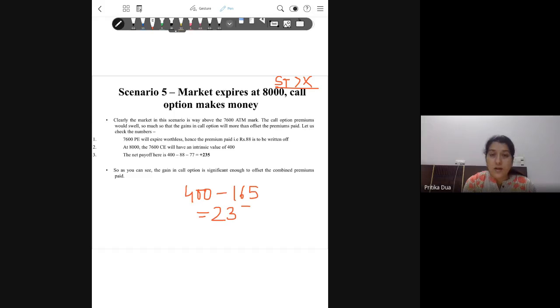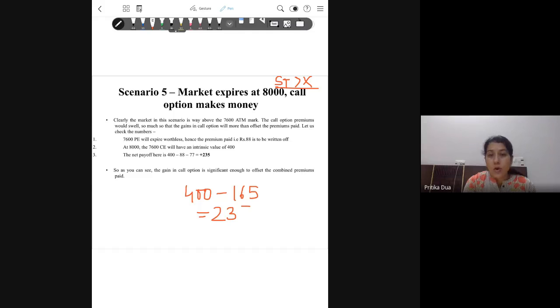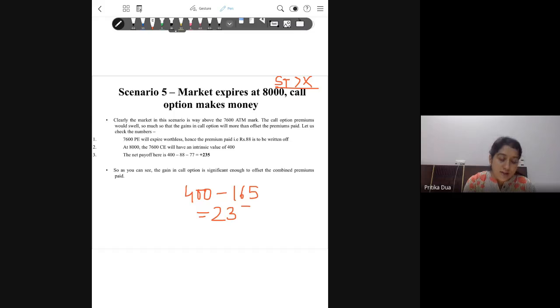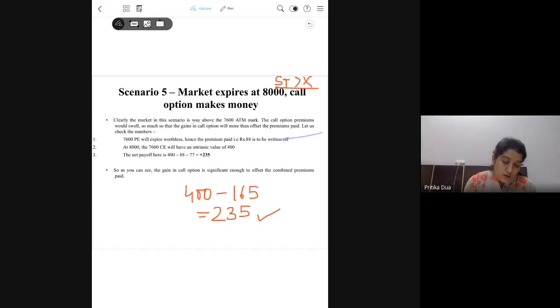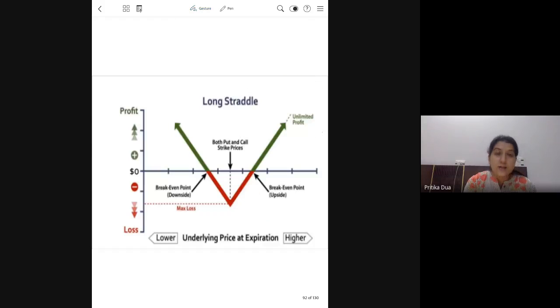We have seen 5 scenarios. The worst being spot rate is equal to exercise price, 2 cases where you are breaking even, and then 1 case where you are exercising the call option contract and making a profit of 235, and the last case where you are exercising the put option and making the same profit. So when you look at the payoff from this contract, you see this is the payoff diagram. So a V is what you see.